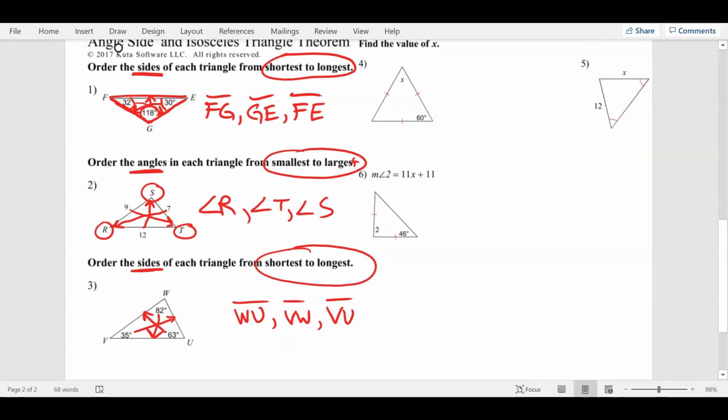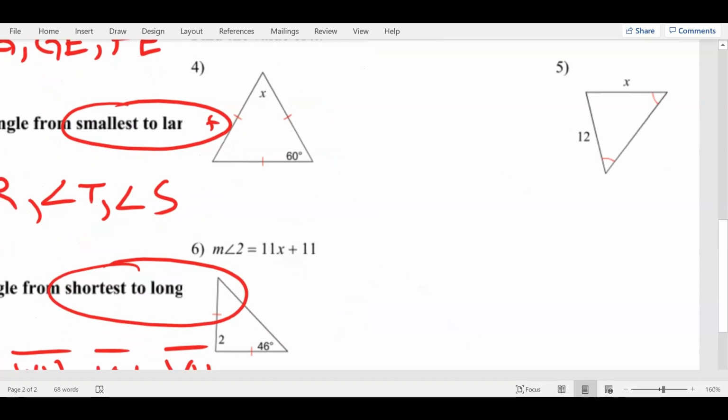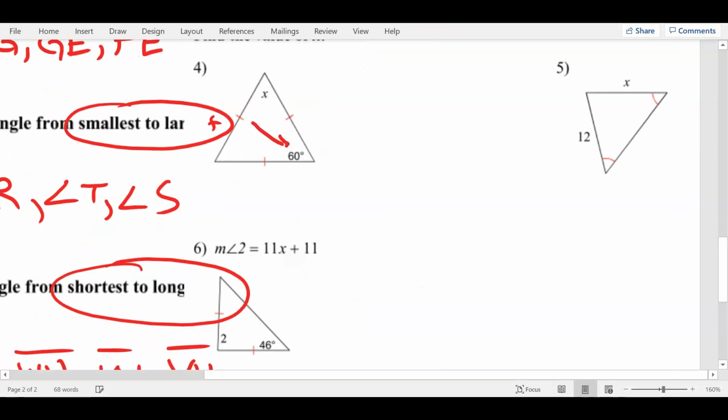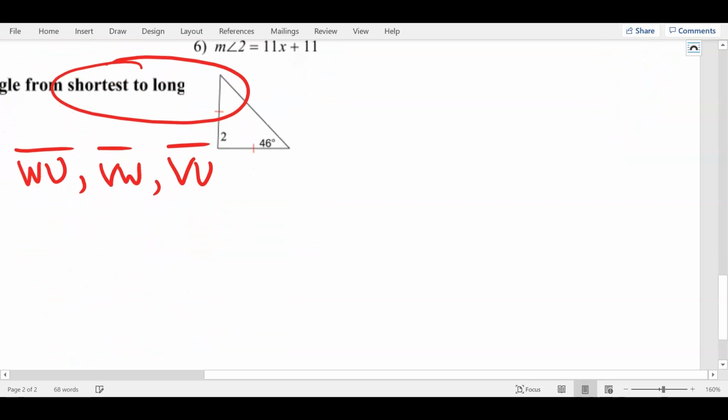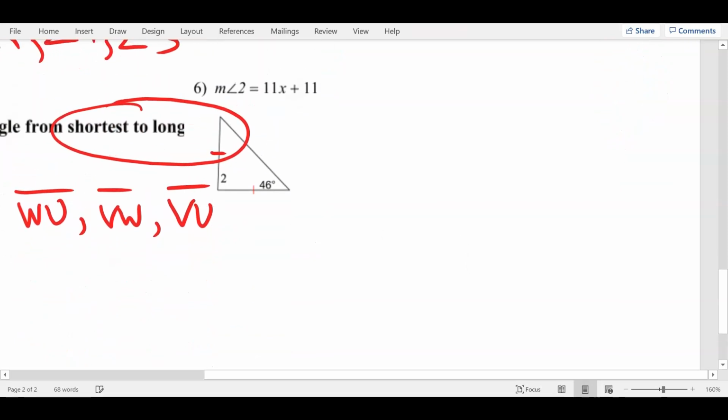I want you to try 4, 5, and 6, okay? And see what you get. And we'll go over in just a minute. Don't put these up, don't turn them in. Just do 4, 5, and 6, and we'll talk about it in a minute. Number 4 was like on the front side, if it's equilateral, and across from this one's 60, then across from this one is 60. Number 5, equal angles give you equal sides. If that one's 12, then that one is also 12. And then on number 6, we went over one like this. If across from this tick mark is 46, then across from this tick mark is also 46.